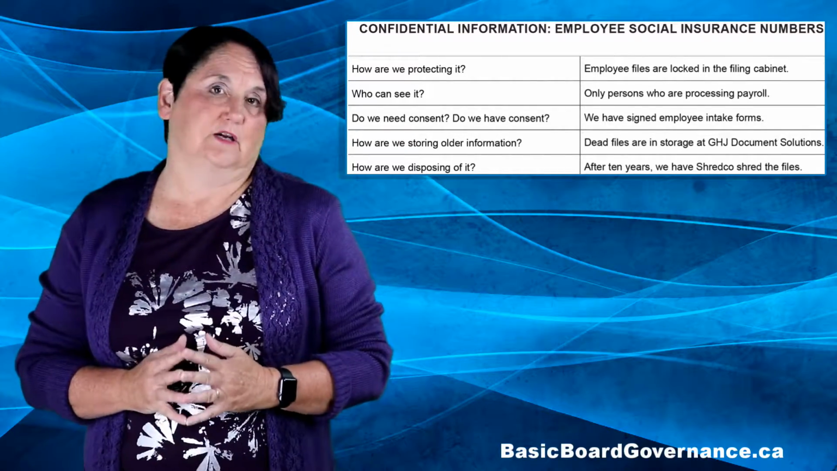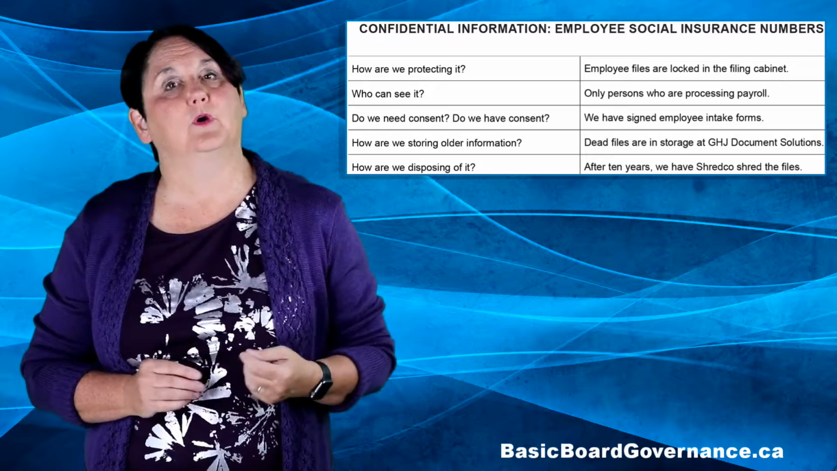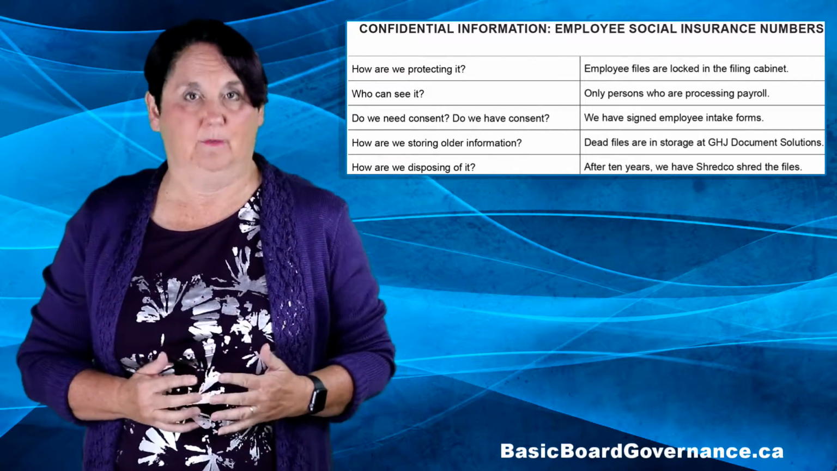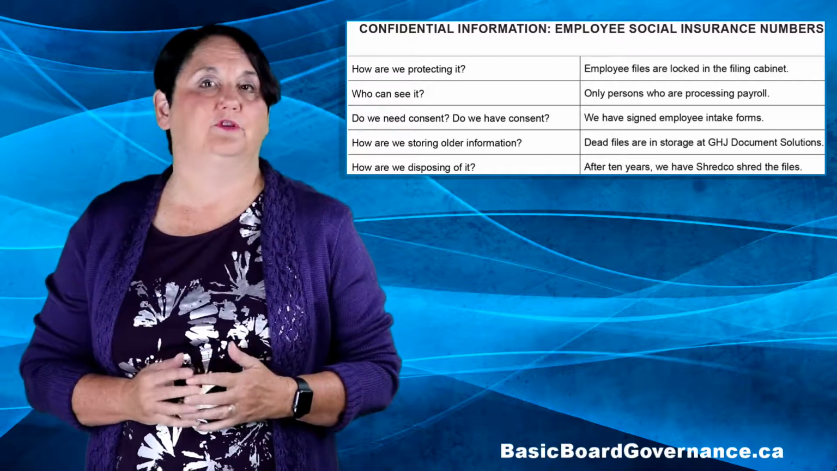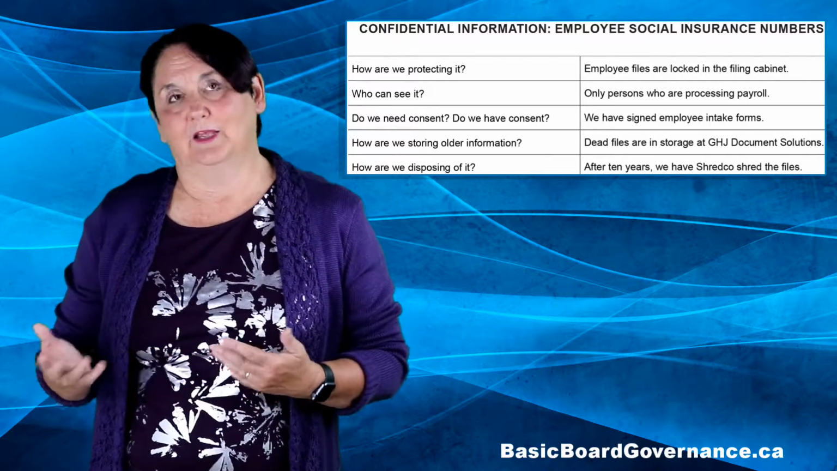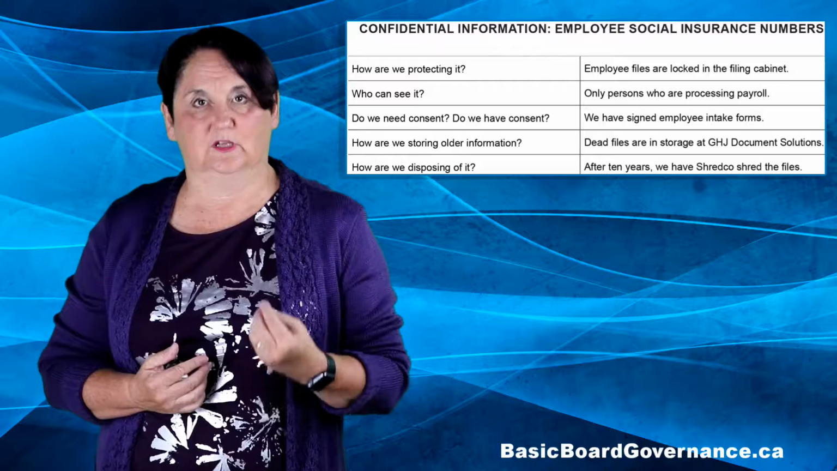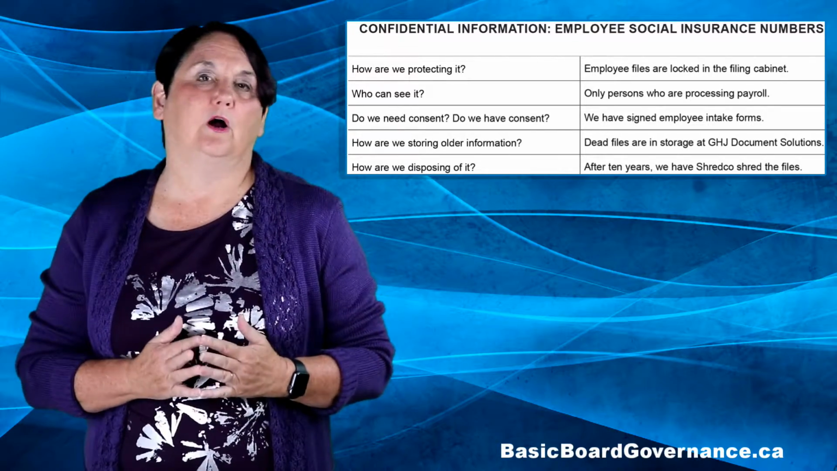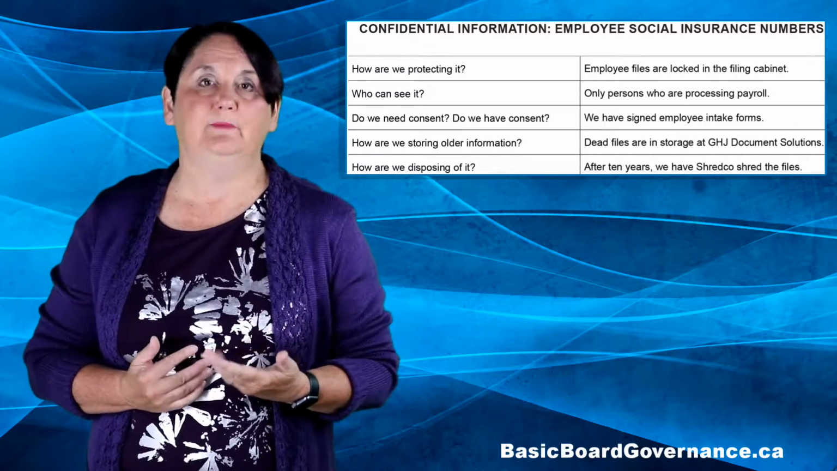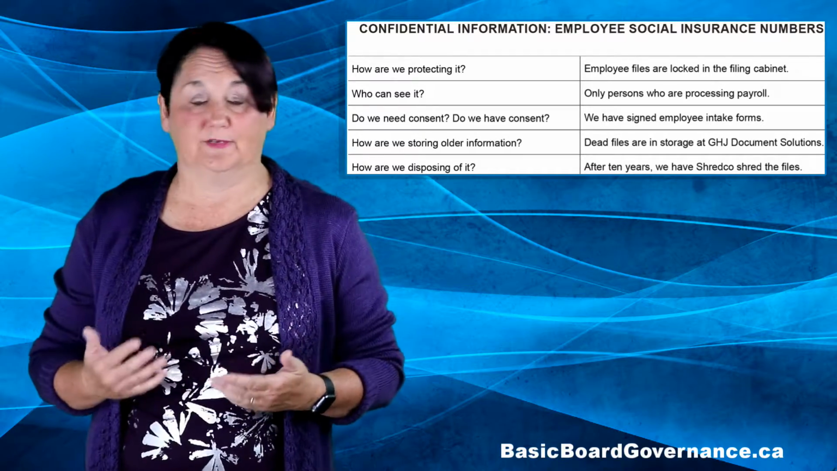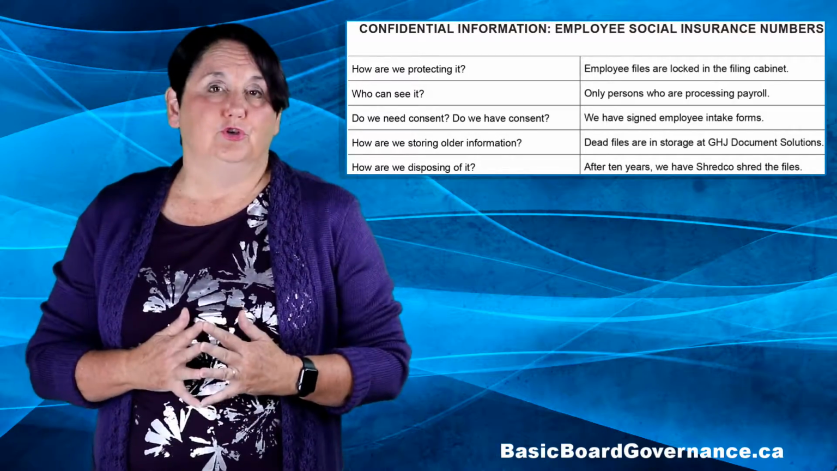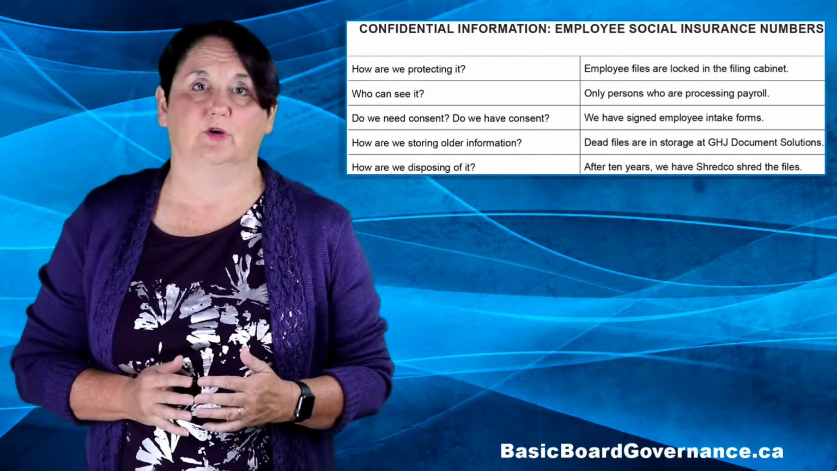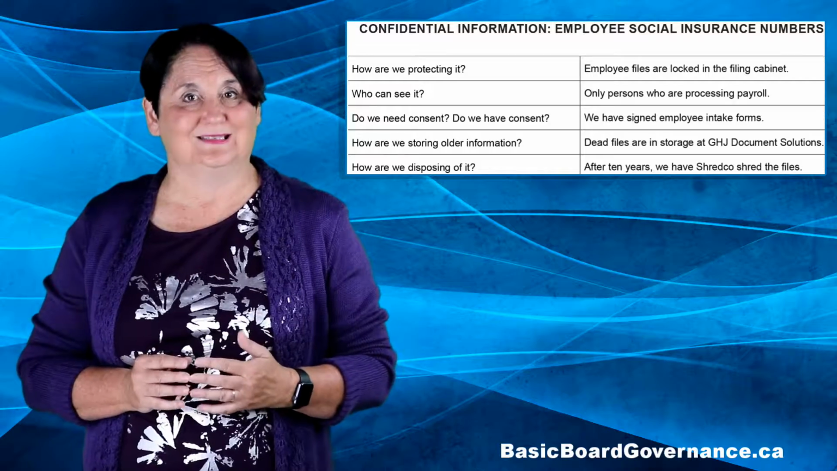So what this chart does, the example, is for employee social insurance numbers. A common example, if you have that number, then you have to figure out how you're keeping it safe. So if it's physically on paper, we're talking locked cabinets and locked offices. We also would have it stored digitally, in which case you're looking at passwords and firewalls. You should know who's allowed to see it. Typically only those people who need to see it in order to process payroll, so that should be listed.